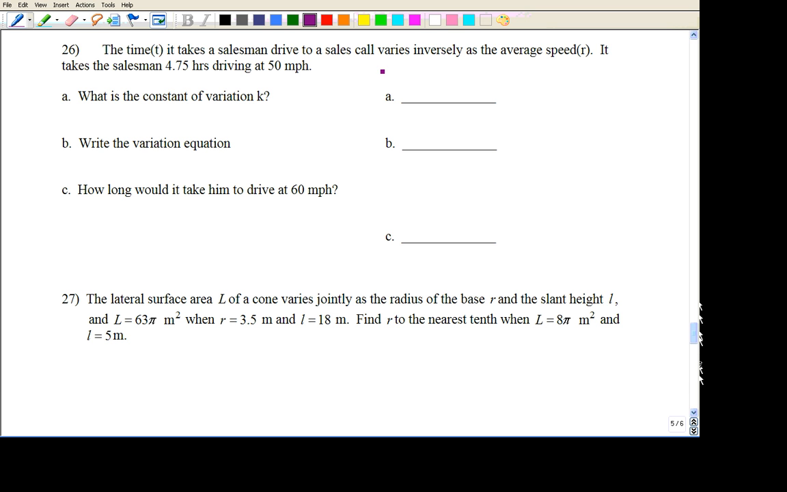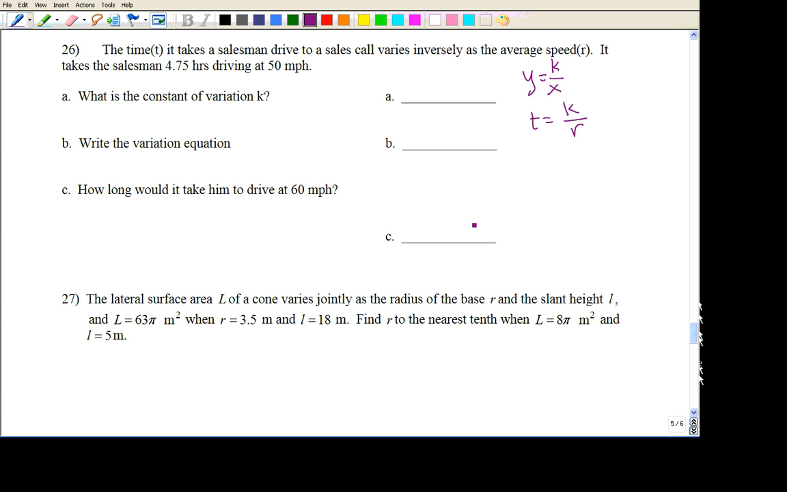So because we have this as varies inversely, inversely is y equals k over x. Okay, so if we have the time t varies, the k always goes after the equal sign, and it varies inversely as the average speed r, so that means the r will be in the bottom here.